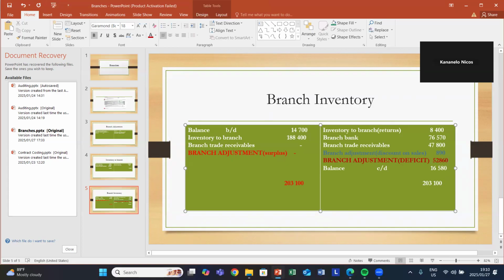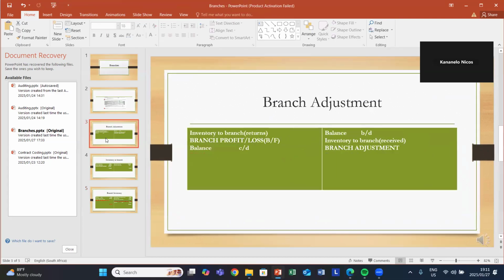So we do not have a surplus, it simply means that we did a deficit. So it simply means that our branch adjustment, which is this deficit, and also our discount, when we go and do a branch adjustment ledger account, on the debit side, you should have these two items, which is 890 and 52,860. Let's go record them. Let's do a branch adjustment.